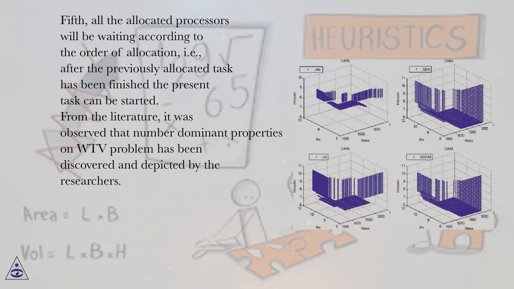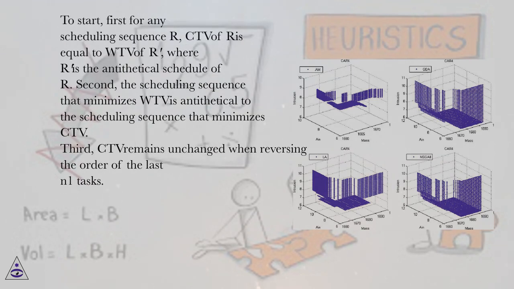Fifth, all the allocated processors will be waiting according to the order of allocation, i.e., after the previously allocated task has been finished the present task can be started. From the literature, it was observed that a number of dominant properties on the WTV problem have been discovered and depicted by the researchers. To start, first, for any scheduling sequence R, CTV of R is equal to WTV of R', where R' is the antithetical schedule of R.